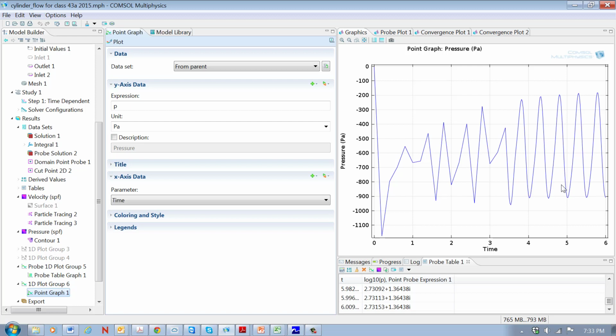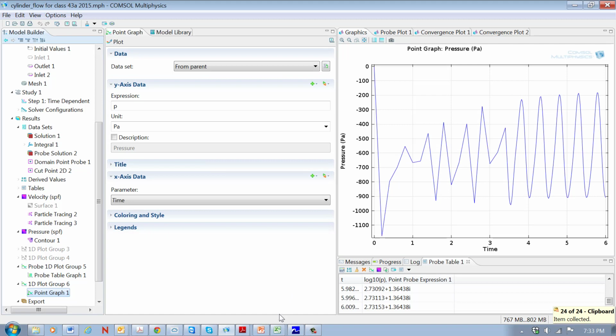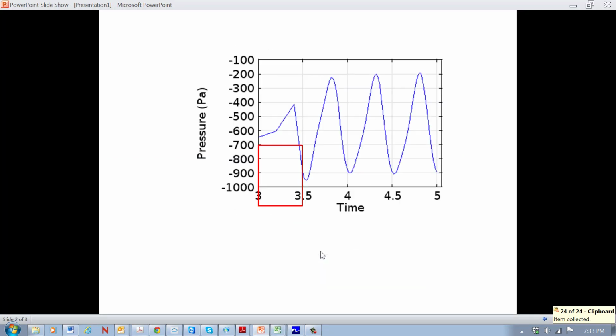And so with this kind of a signal, we can measure the period. We can take the inverse of that to get the frequency, and then we can correlate that to the flow rate to see if this thing could really function as a flow meter. So the way I did the analysis was to copy the image here and paste it into PowerPoint. And so there it is.